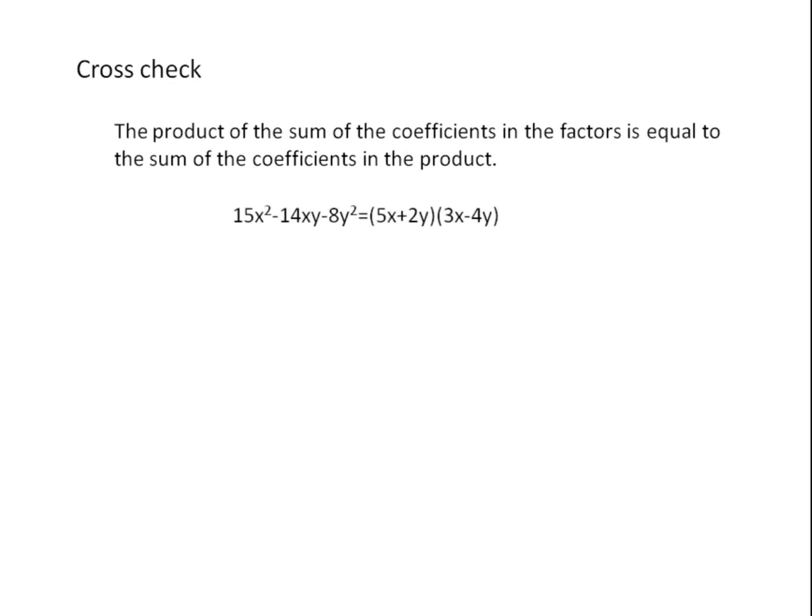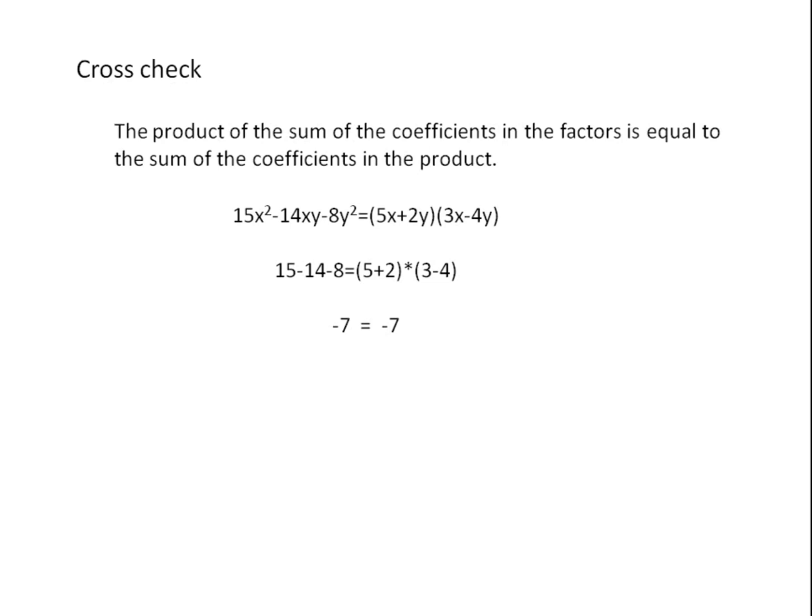Let us take the latest equation we had done earlier. We are going to take only the coefficients for all of these terms. 15 minus 14 which is 1, 1 minus 8 gives us minus 7. Now let us go for the coefficients on the right side. 5 plus 2 is 7, into 3 minus 1 is minus 1. So on both sides we have minus 7 and minus 7.